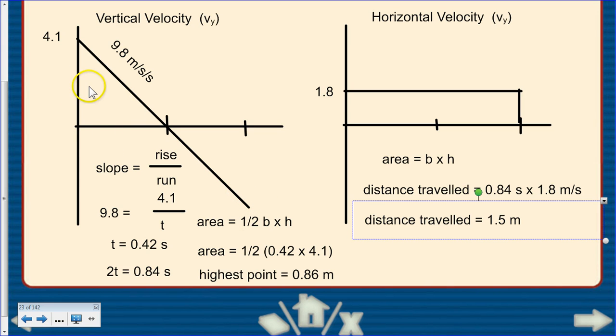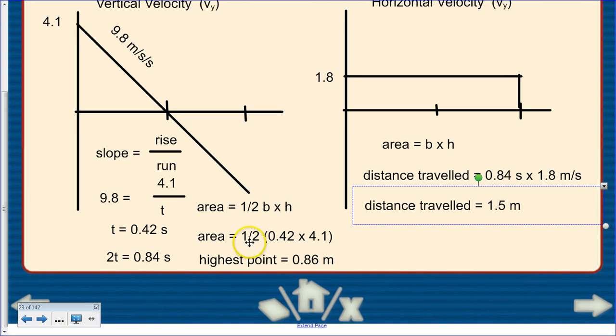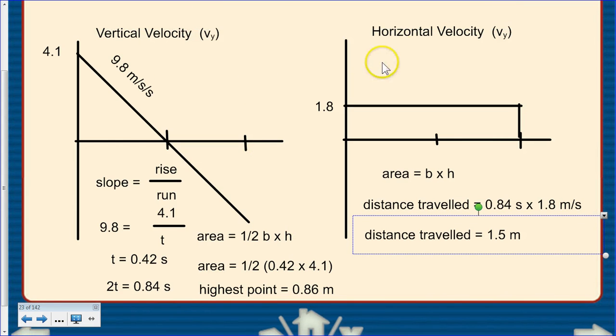Now we want to figure out how high it goes. The area is half the base times the height, so half the 0.42 times 4.1. The highest this ball gets is 0.86 meters high. So we know the time it was in the air, 0.84 seconds is the total time it was in the air. We know how high it got. Now we want to figure out how far it went.